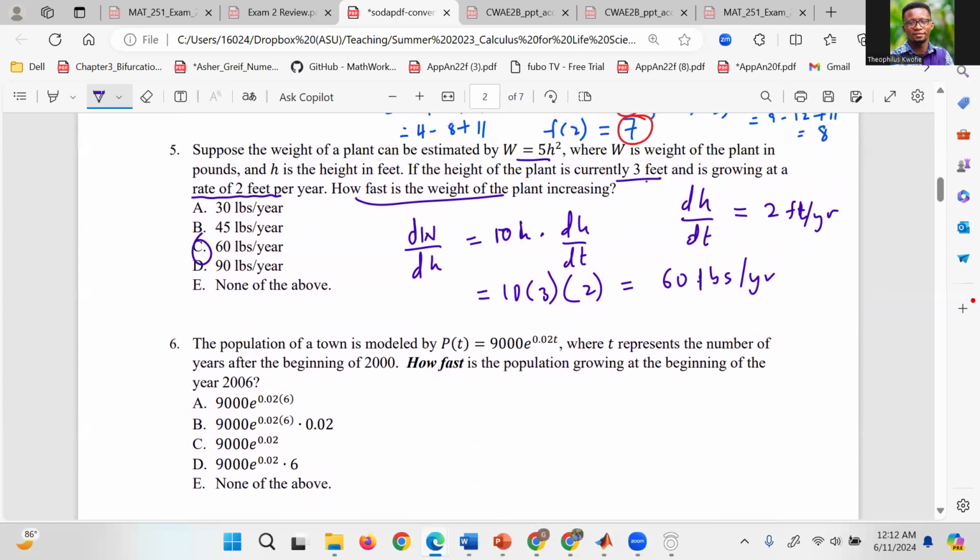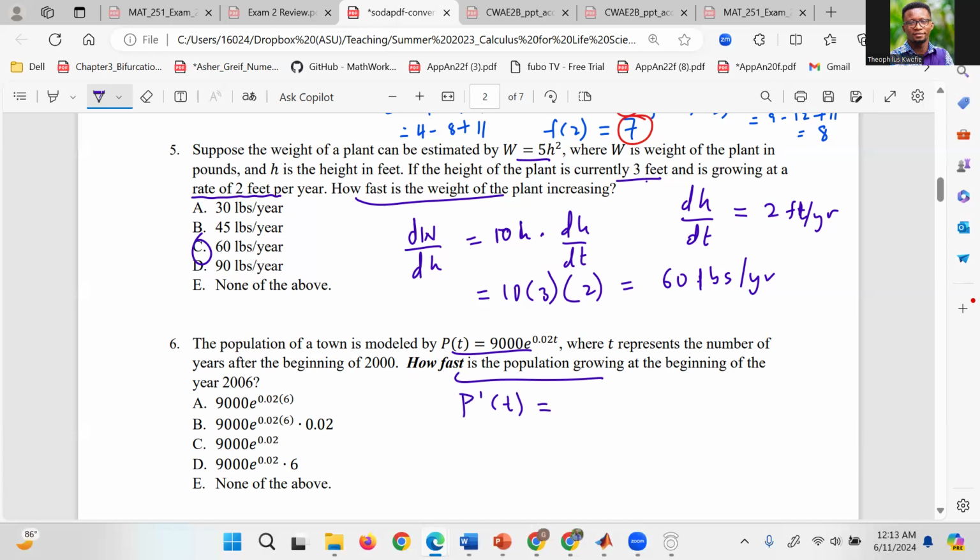Now, in question 6, it says that the population of a town is modeled by this nice exponential function, where t represents the number of years after the beginning of 2000. How fast is the population growing at the beginning of the year 2006? How fast is it growing means what? The rate of change.